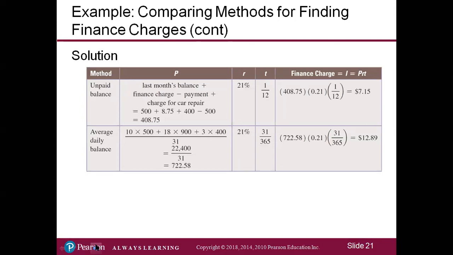The average daily balance, which we saw in the previous example, summed each and every daily total to get a total of 22,400, which we divide by 31 because there's 31 days, for an average daily balance of $722.58. At an interest rate of 21%, an amount of time of 31 out of 365 days, we have a finance charge of I equals PRT of $12.89.